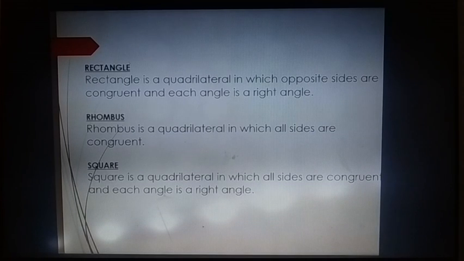Here rectangle, rhombus and square all are parallelograms. So let us see each. Rectangle: a rectangle is a quadrilateral in which opposite sides are congruent and each angle is a right angle. Rhombus: the rhombus is a quadrilateral in which all sides are congruent. Let us see square. A square is a quadrilateral in which all sides are congruent and each angle is a right angle.